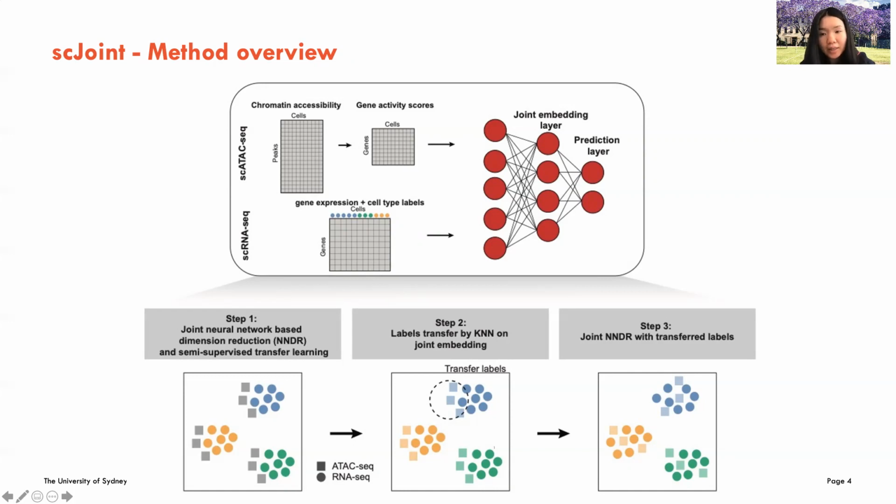Then, in the second step, we transfer the labels using k-nearest neighbors on the joint embedding we derive from the first step. And after we have the transferred labels, in the third step, we rerun the model with an additional loss function to obtain a better joint visualization and refine the transferred labels.